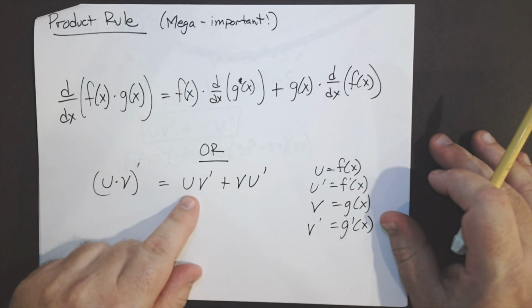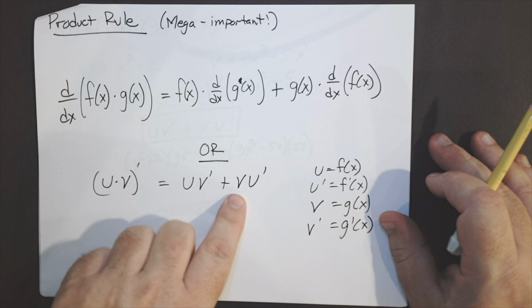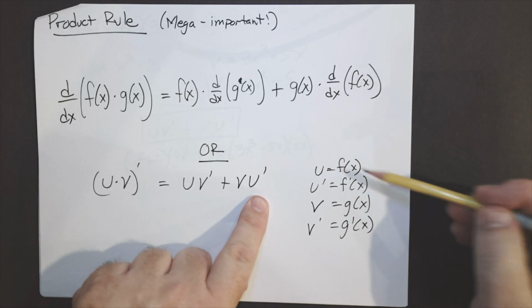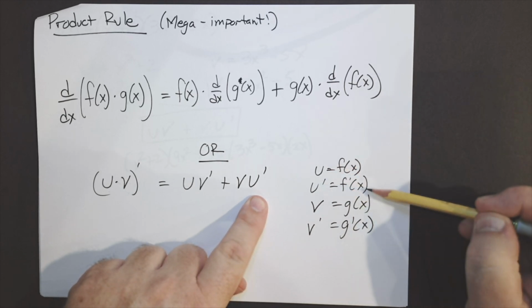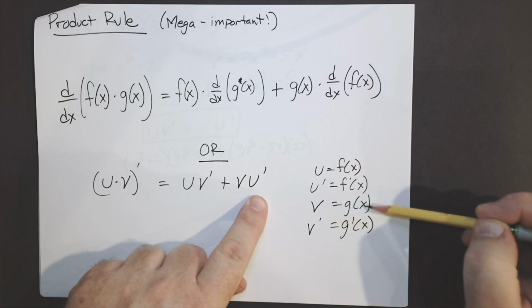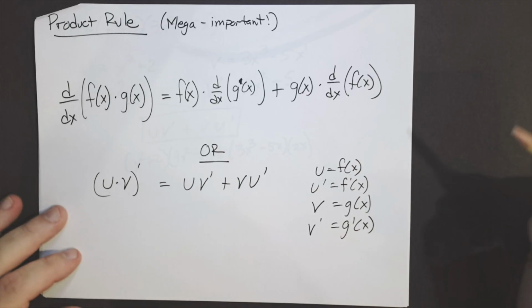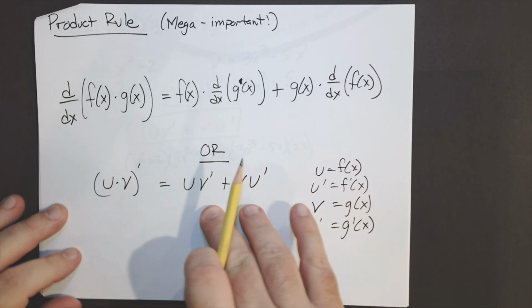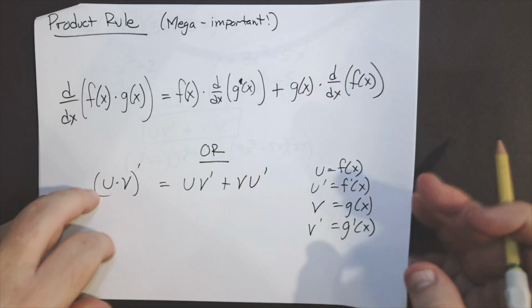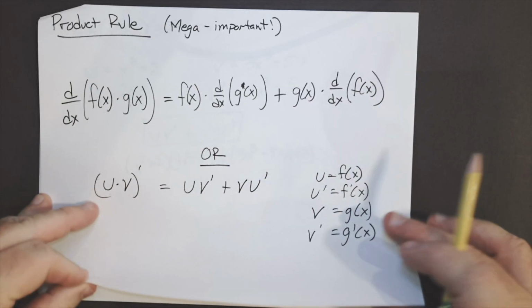That's going to be u times v prime plus v times u prime, where u is f of x, u prime is f prime of x, v is g of x, and v prime is g prime of x. So this is the notation I use right here. We're not using this notation, it's just too much to write. Let me give you an example, because you need one right now.